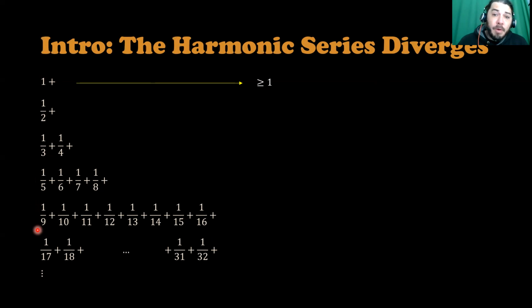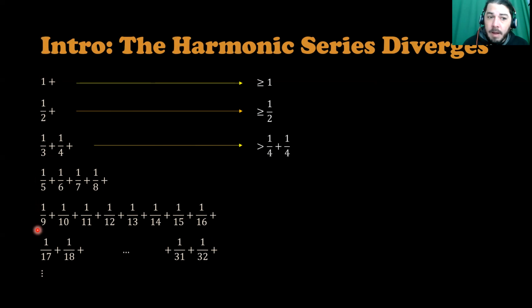It's equal to 1, I suppose. A half is greater than or equal to 1/2. I hope everybody's cool with this so far. Now, a third plus 1/4, that's greater than a fourth plus 1/4. All right, because a third is bigger than 1/4. So if I replace the 1/3 with 1/4, okay. And so 1/5 plus 1/6 plus 1/7 plus 1/8.